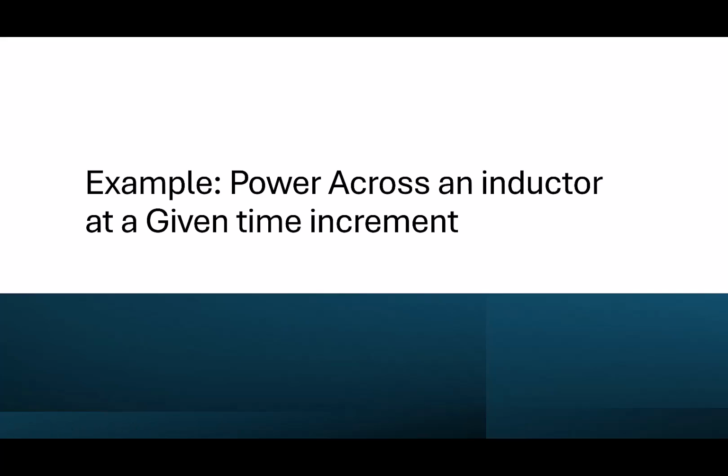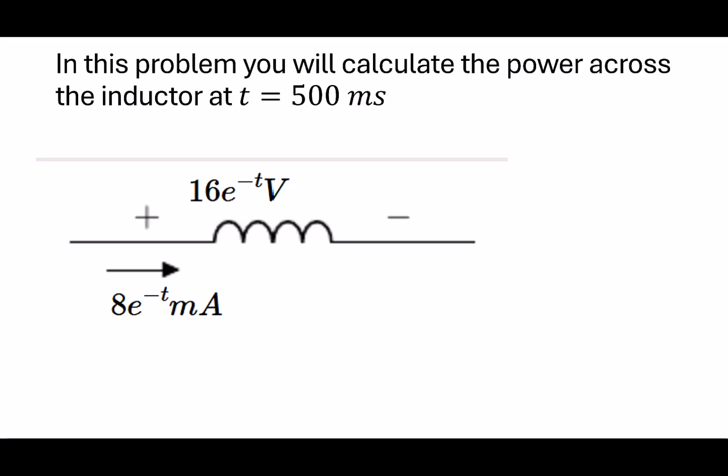Hi everybody, in this example we are going to look at power across an inductor at a given time increment. In this problem we're going to calculate the power across the inductor when t is equal to 500 milliseconds. That means we should start off by converting the time.